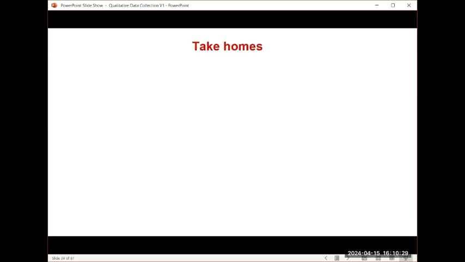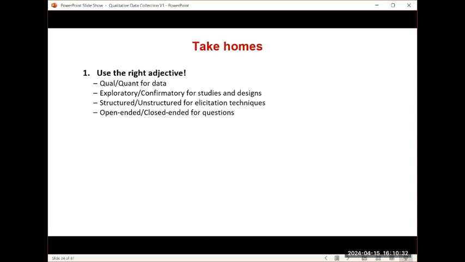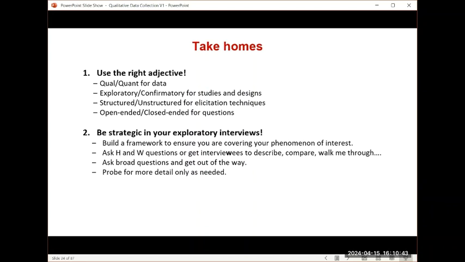Right? Take homes, simple. Use the right adjectives. Qual and quant for data. Exploratory, confirmatory for studies. Structured, unstructured for elicitation. Open, closed for questions. Too, got to be strategic. Build a framework. I'm more and more convinced it's the framework that drives your success here. Then ask questions, more H questions, then W questions, then is or does questions. Get out of the way. Let people talk. Create the space for them to tell you more.